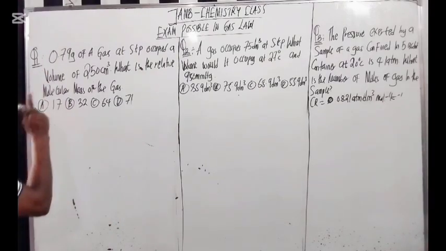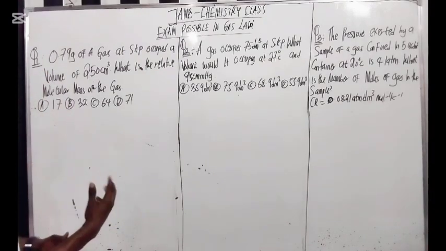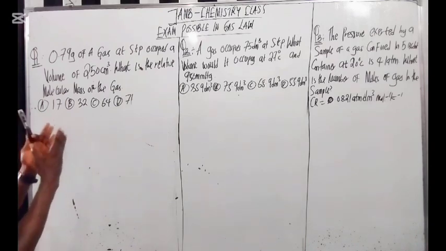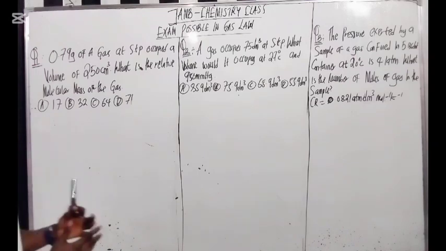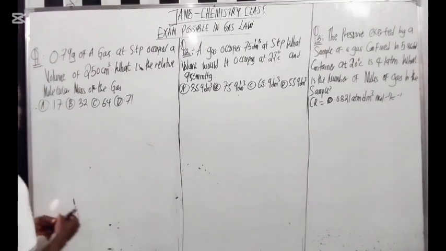Now, they say that 0.79 gram of a gas at STP occupies a volume of 250 cm³. What is the relative molecular mass of the gas? They ask you to calculate the relative molecular mass of the gas. So how do you do that? Solution.